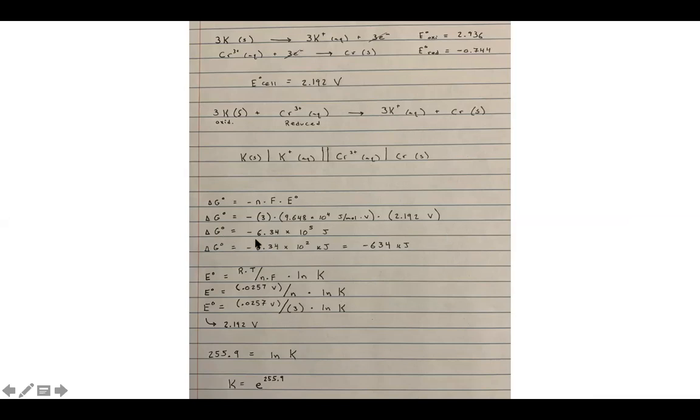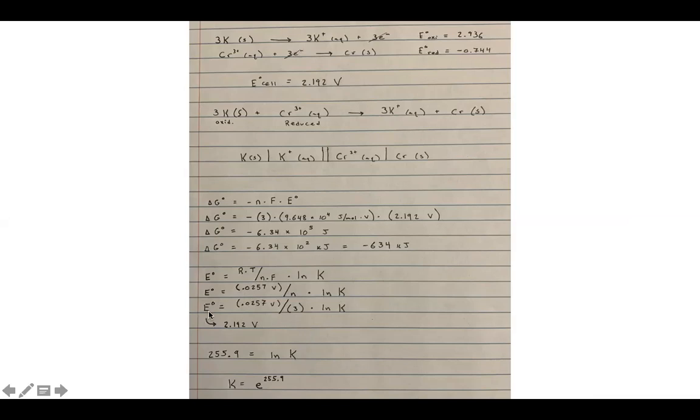We'll find that delta G naught is equal to negative 6.34 times 10 to the 5th joules, which is equal to negative 634 kilojoules. To find our equilibrium constant, we're going to use the other equation that was given, which is our cell potential is equal to RT over NF times the natural log of K. Now, this is being done at standard conditions, so 25 degrees Celsius and so on. So I could actually use that third equation where our cell potential is equal to 0.0259 volts divided by N times the natural log of K.